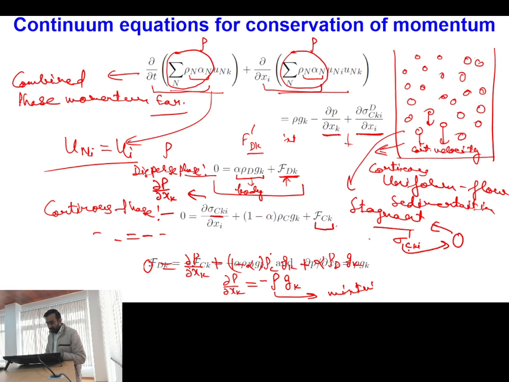So FDK is equal to minus FCK, which is minus alpha rho d gk, and del P by del xk is equal to rho gk. So here I have written the final form directly, but here I have shown the derivation. Okay.